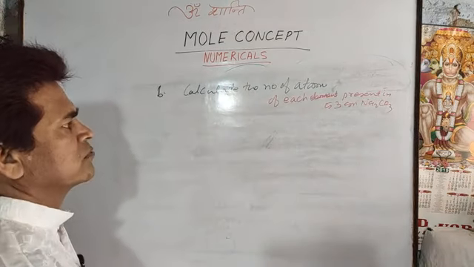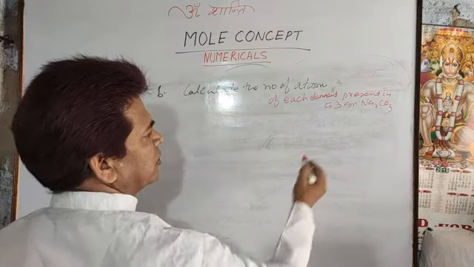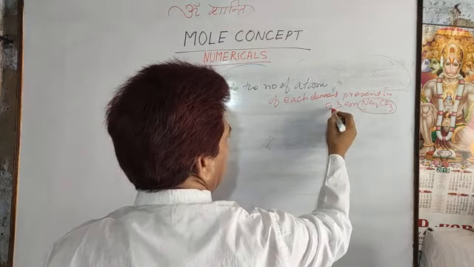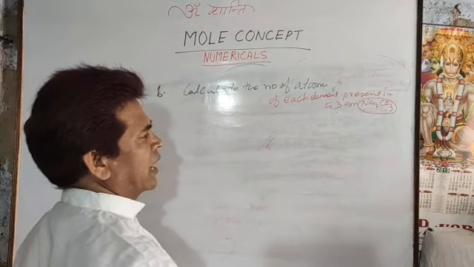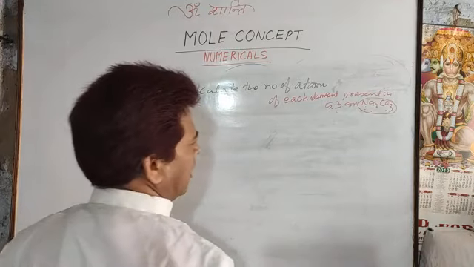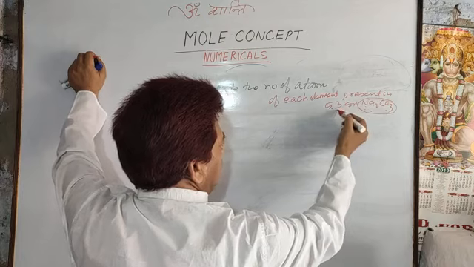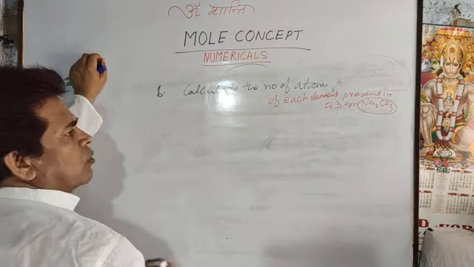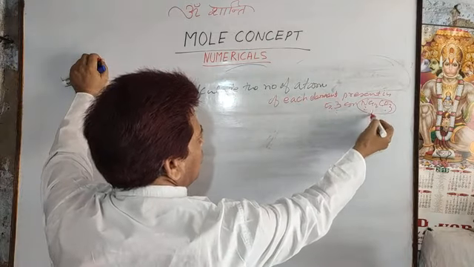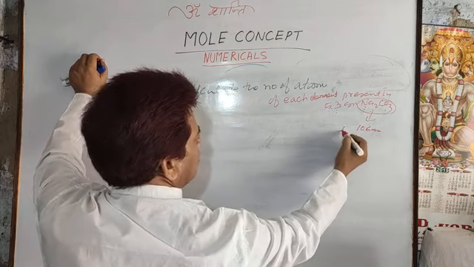Calculate the number of atoms of each element present in 53 gram sodium carbonate. So this is a compound. On the basis of the given data, you have to find the number of atoms of sodium, carbon and oxygen. In a different way you can calculate this one. First you convert this 53 gram sodium carbonate into molecules. On the basis of the relation between number of molecules and weight, the molecular mass of sodium carbonate is 106 gram.